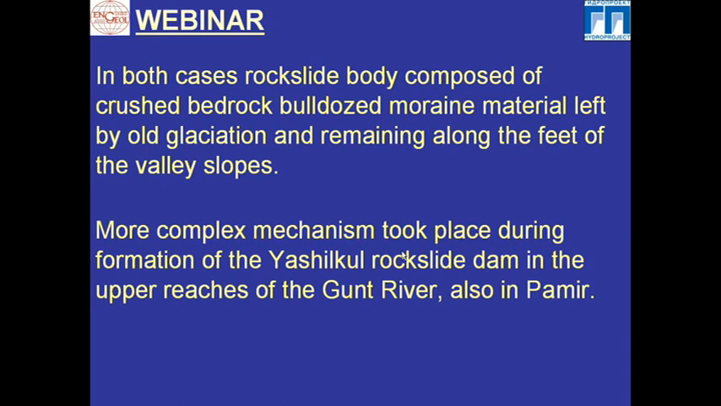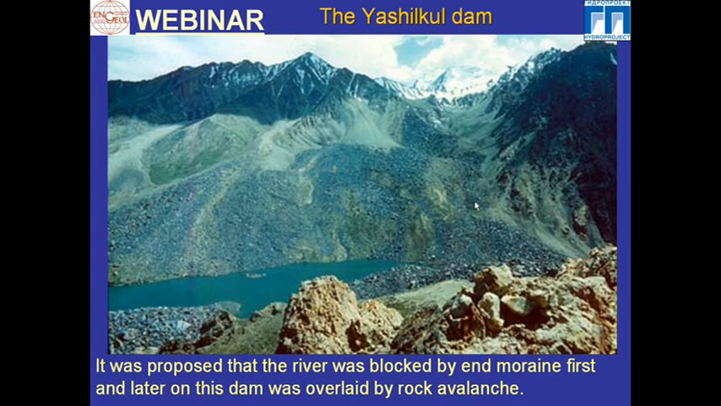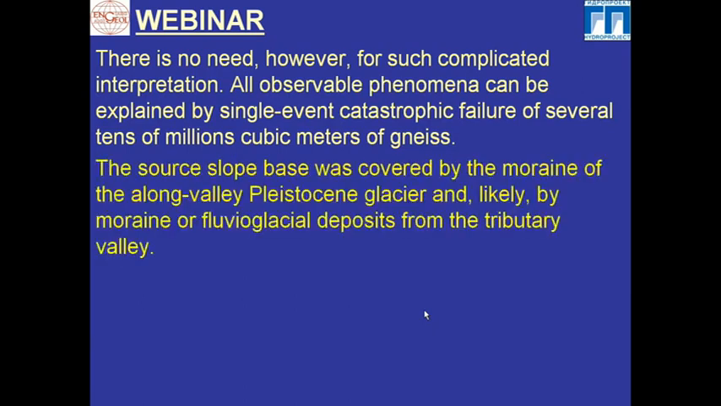A more complex mechanism took place during formation of this Yashelkul rock slide dam in the upper reaches of the Gund River valley. Here is the view. It was proposed that the river, the main river, was initially blocked by an end moraine that came first from this gully, and later this dam was overlaid by a rock avalanche, like this. There is no need, however, for such a complicated interpretation. All observable phenomena can be explained by a single event catastrophic failure of several tens of million cubic meters of gneiss.